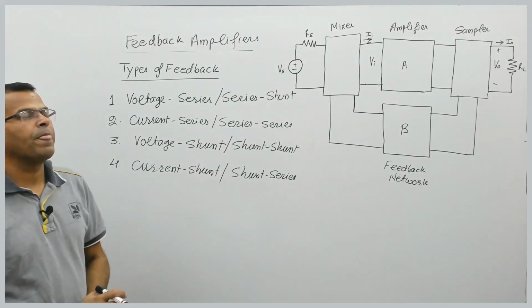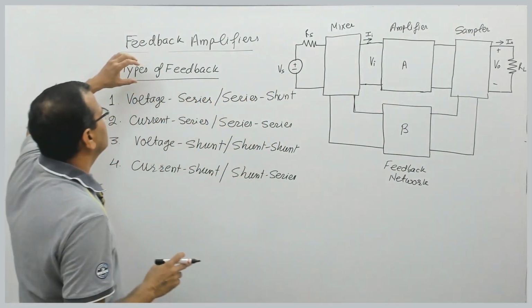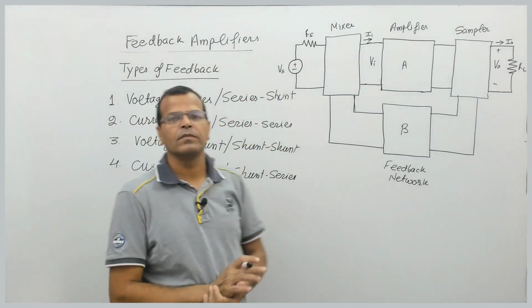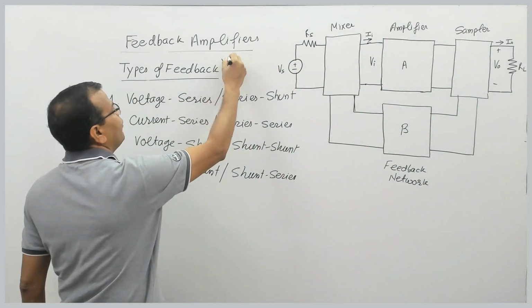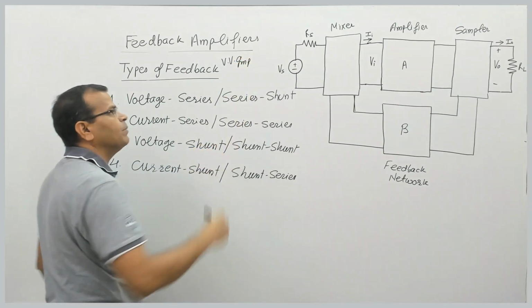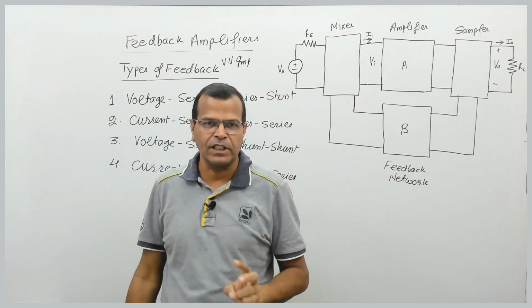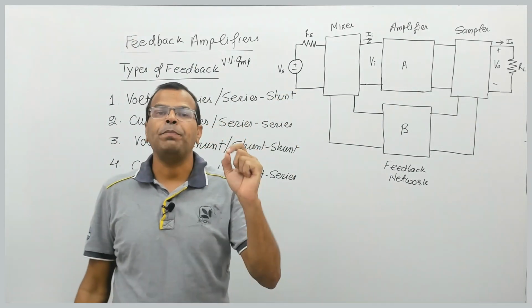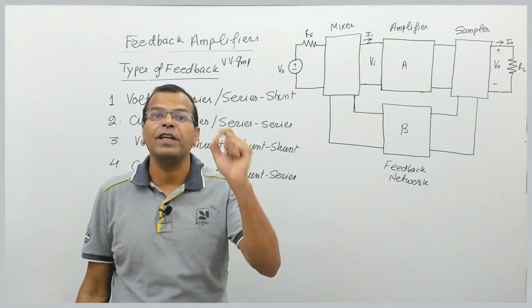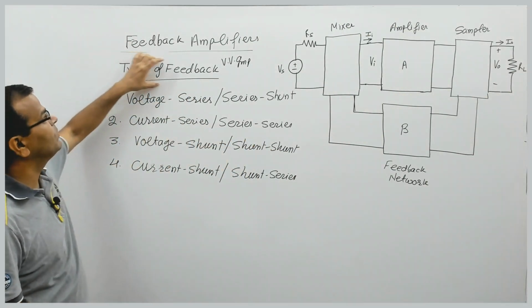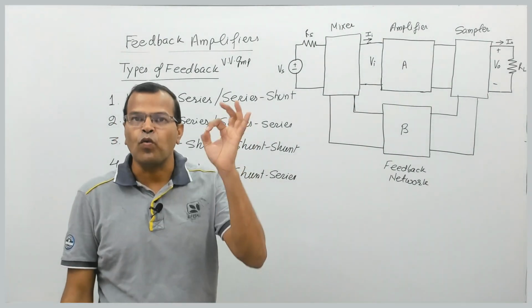Hello friends, now the next topic in feedback amplifier is the types of feedback. This topic is very important for all the exams, that is for GATE, engineering services, public sectors and civil services exam. 50%, I repeat, 50% of the objective type questions in feedback amplifier come from these topics. So from that angle, this is a very important topic.